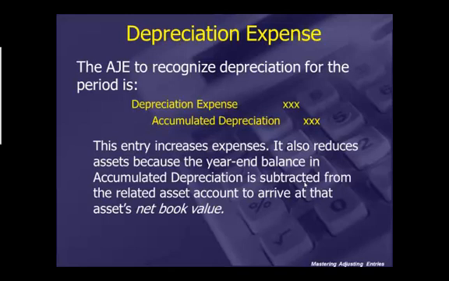The depreciation expense: to recognize depreciation for the period, we need to debit depreciation expense and credit accumulated depreciation. This entry increases expenses. It also reduces assets because the accumulated depreciation, which is a contra asset account, will reduce assets. It shows with the assets. The accumulated depreciation is paired with a fixed asset account and therefore reduces the net book value, the net assets.